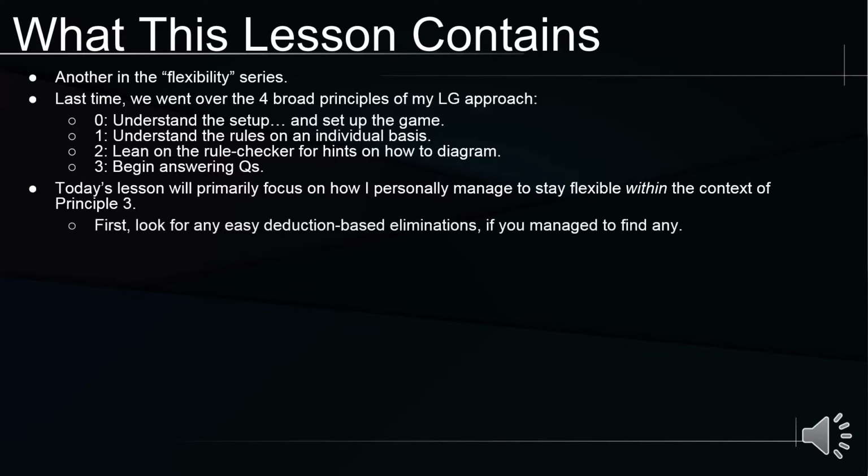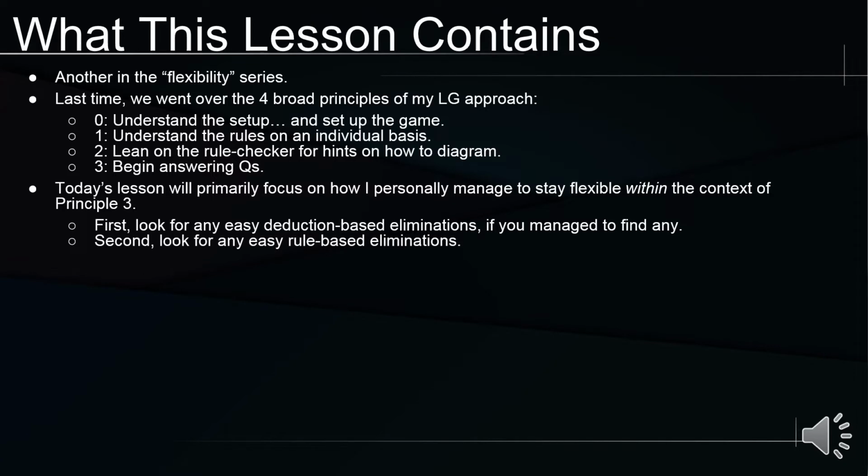So the first thing that I do when I'm answering questions, and I don't really have too many insights, is to look for any easy deduction-based eliminations. This is usually only going to apply to a few questions later on in the section, simply because I generally do not find deductions up front. That's not really what I do. But in the event that I have any deductions in my back pocket, that's what I'm going to look for first when it comes to eliminating answer choices.